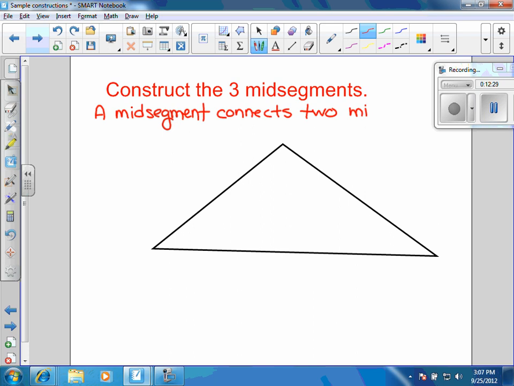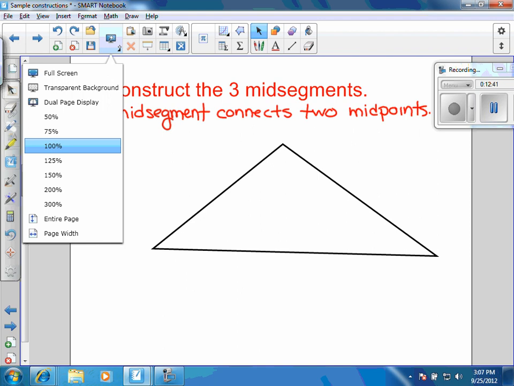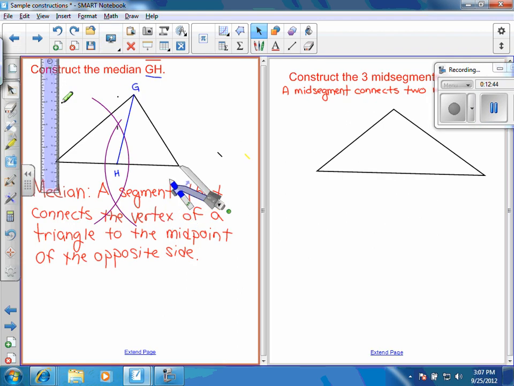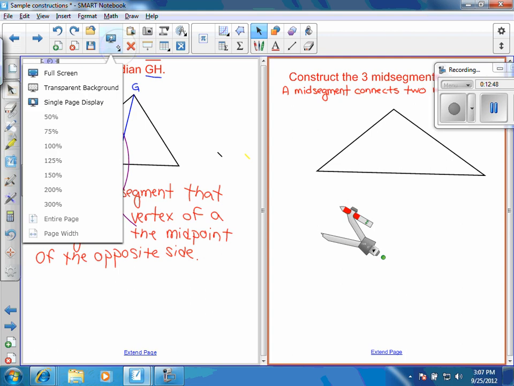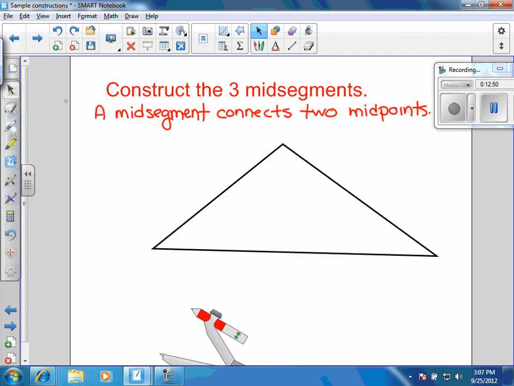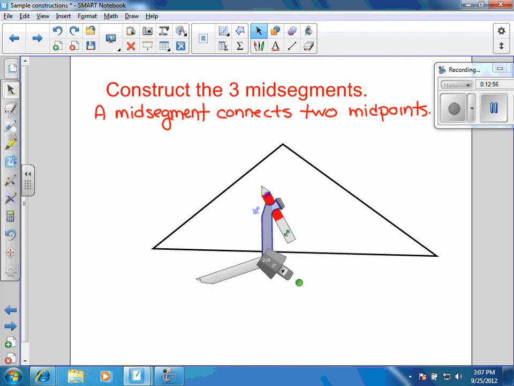So it just connects two midpoints. Okay, so again, that's not a very formal definition, but it gives you the idea. So you're going to take your compass. I'm going to pull mine from the other page. And you have to find the midpoint 3 times. So you just take your compass, open it more than halfway.